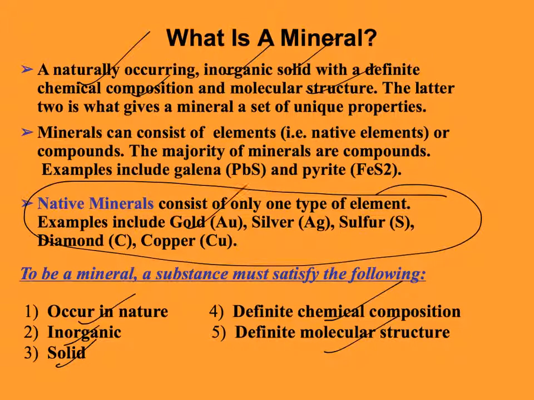So like gold is an element, silver is an element, sulfur is an element, but they're also minerals. Carbon is an element, but pure carbon can be found in 2 minerals, one called diamond and one called graphite. Copper you typically find in compound with other elements, for example chalcopyrite, but it is also possible to find native copper.